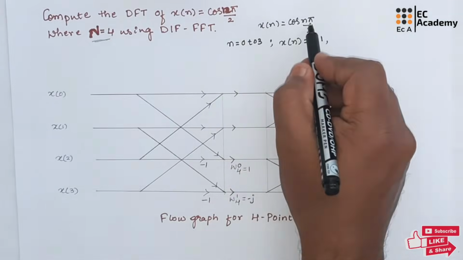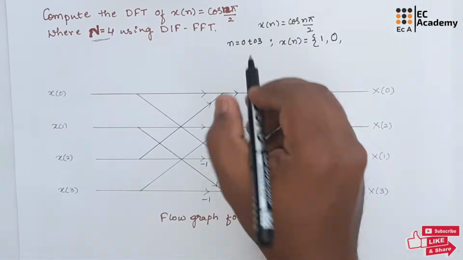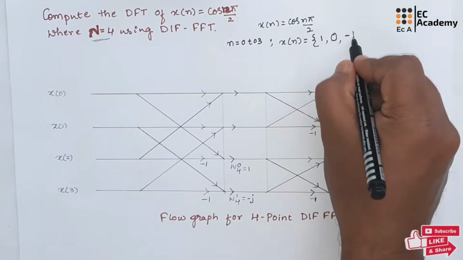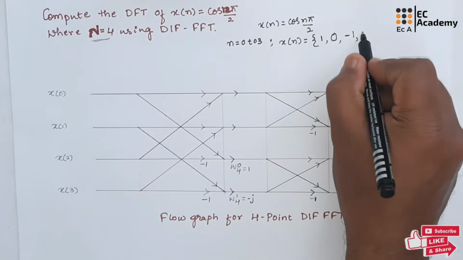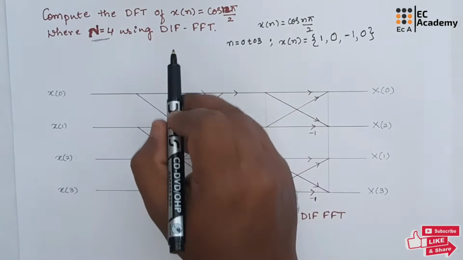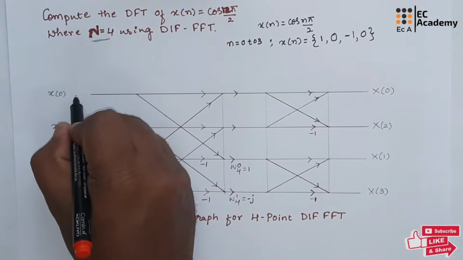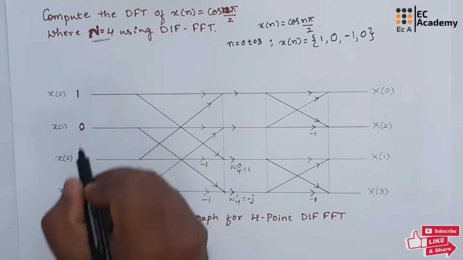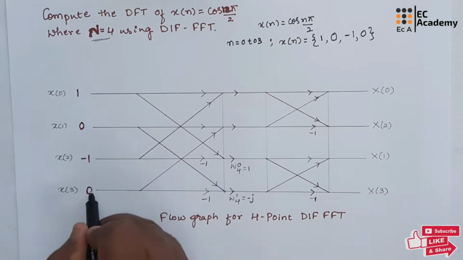If we put n is equal to 1, we will get 0. If we put n is equal to 2 in this term, we will get minus 1, and if we put n is equal to 3 in this term, we will get 0. So, this is the sequence of x of n for which we need to find the DFT. From this sequence we can write x of 0 is 1, x of 1 is 0, x of 2 is minus 1 and x of 3 is again 0.